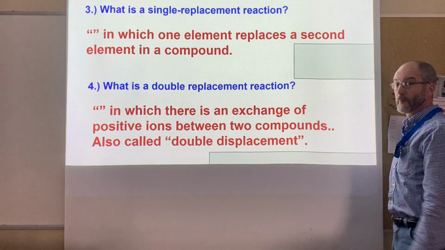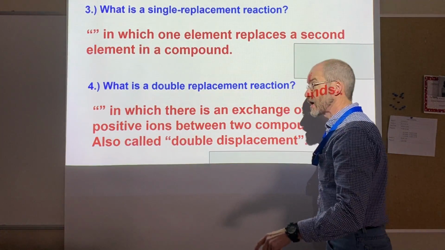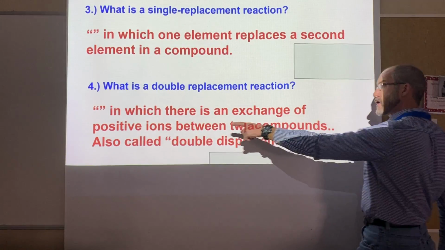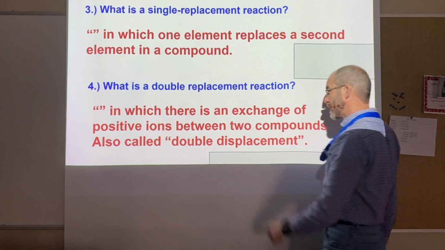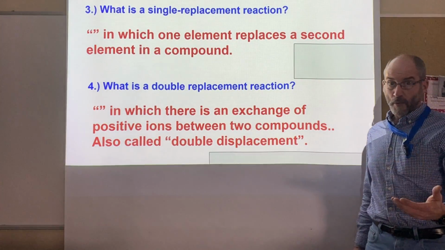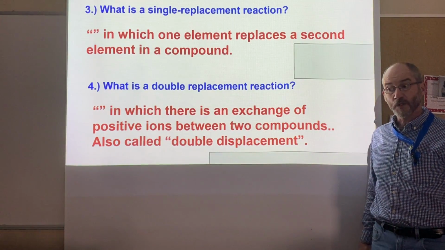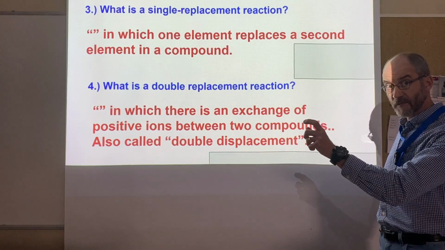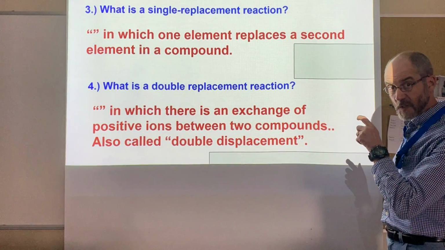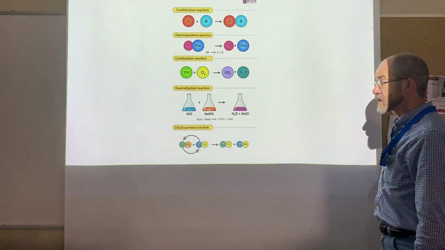What is a double replacement reaction? Once again, it is a chemical change in which there is an exchange of positive ions between two compounds, and it's also called a double displacement. I want to remind you of when we talked about ionic compounds in our first trimester, and we always listed the positive cation, and then we would list the negative anion. So what are they telling you here?